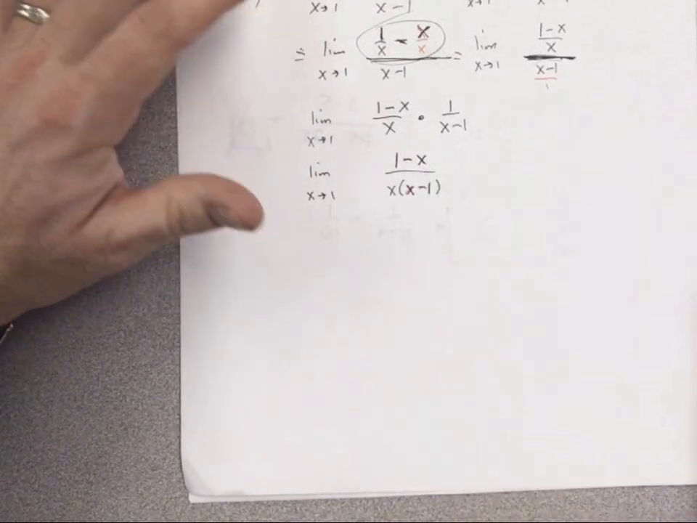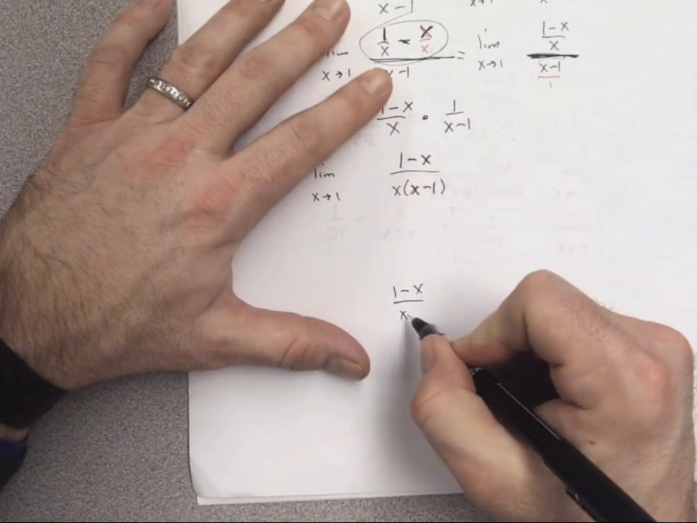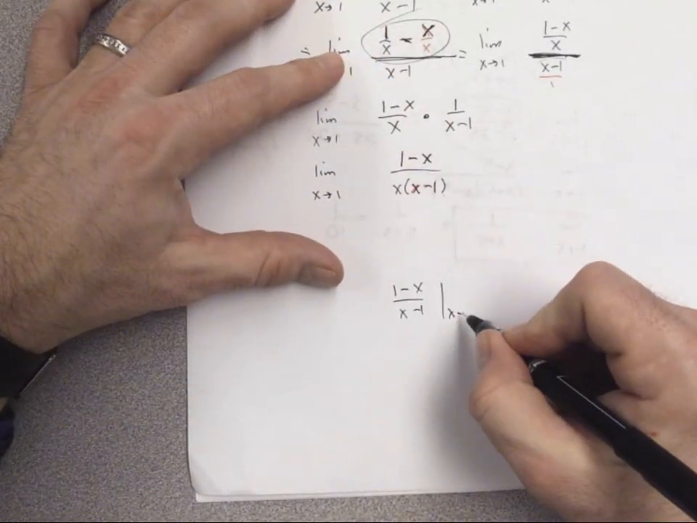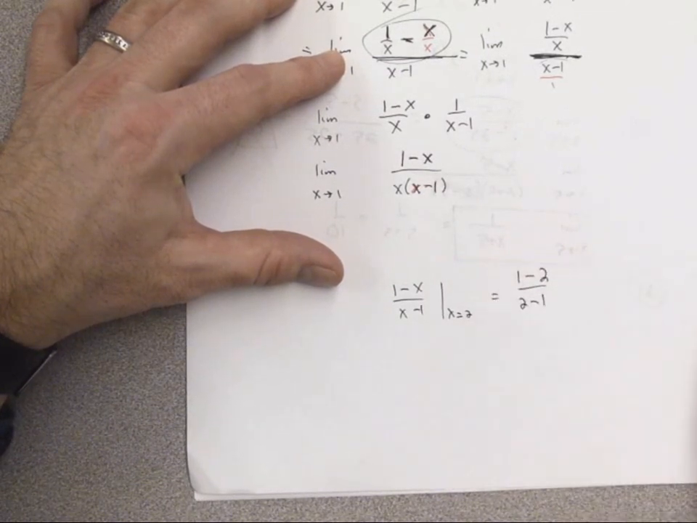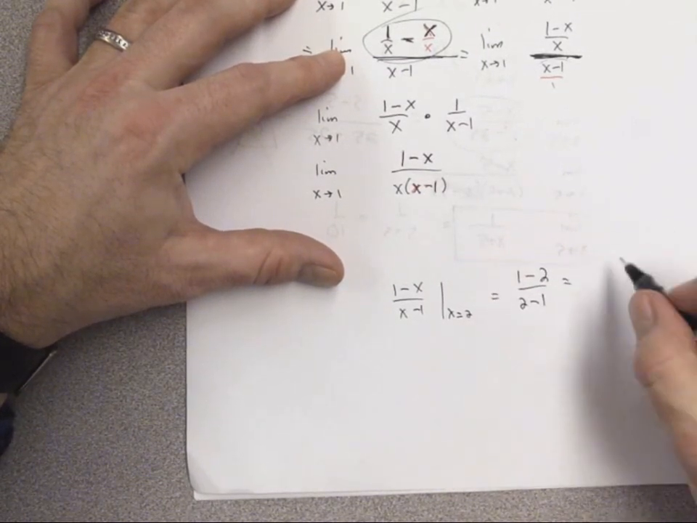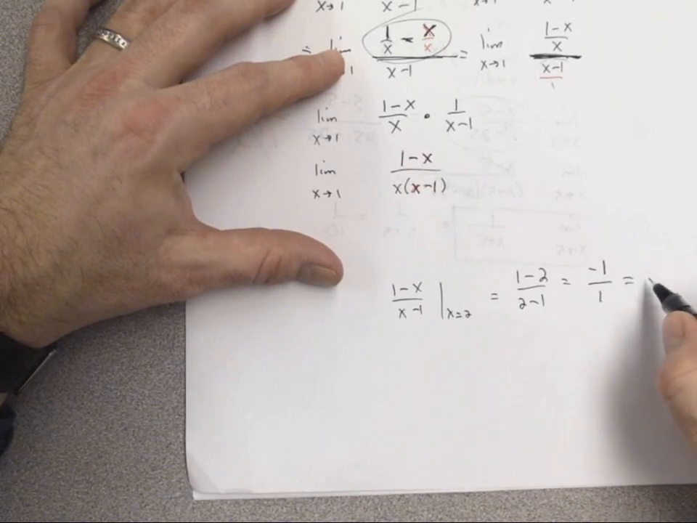So let me plug in numbers for x. Let's say x is 2. I'm going to look at 1 minus x all over x minus 1, but what if I evaluated at x equals 2? So this is going to be 1 minus 2 all over 2 minus 1, right? So the top is what? Negative 1. All over 1, which is equal to negative 1.